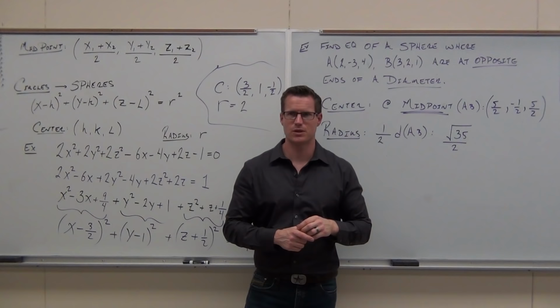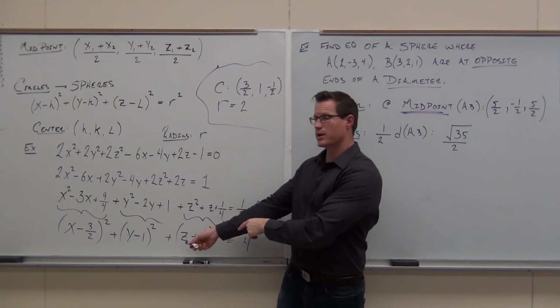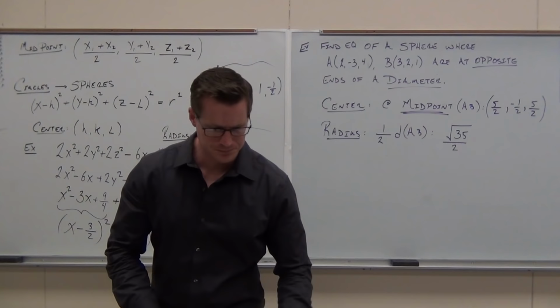How about this one? If I give you the center, which is what this is, and the radius, can you write for me the equation of the circle? Try it. We just went from here to here. Try going from here to here on that example. Give you about a minute. Go for it. Write the equation for that.